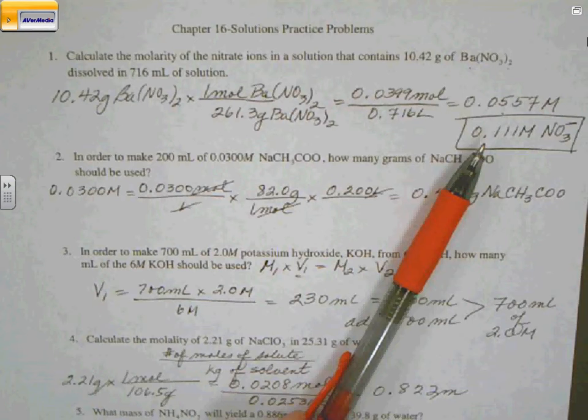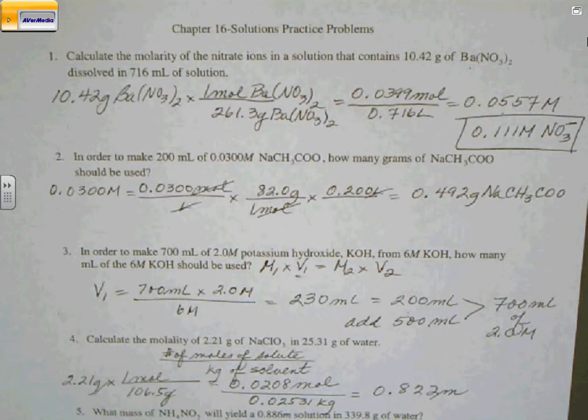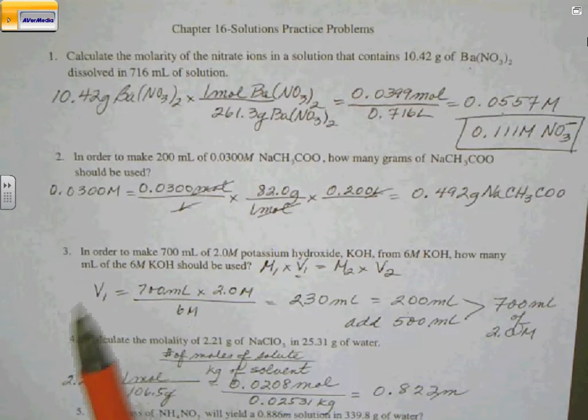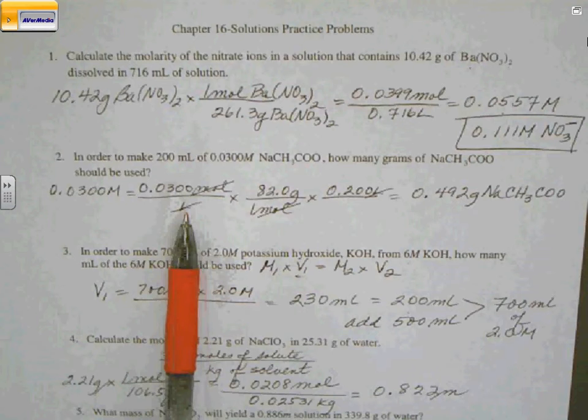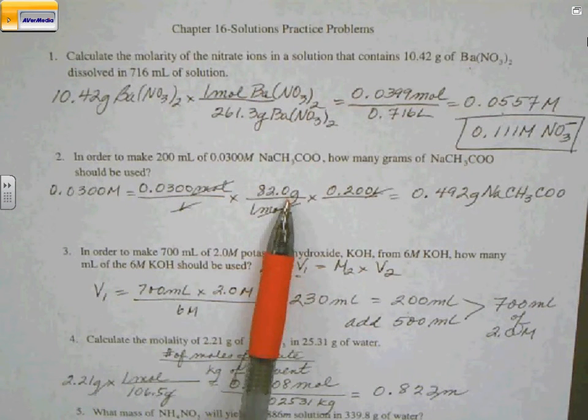Okay, number 2. In order to make a 200 milliliter solution of 0.03 molarity of sodium acetate, how many grams will you need to use? Well, I used the concentration and broke it down into moles per liter. Instead of using the large M, I just changed the units to moles per liter, figured out how many moles I had, and converted moles to grams.